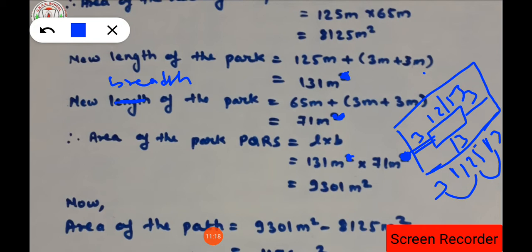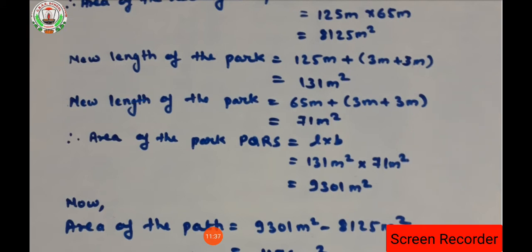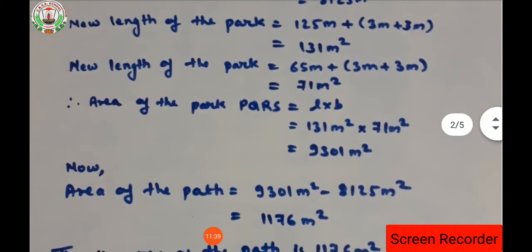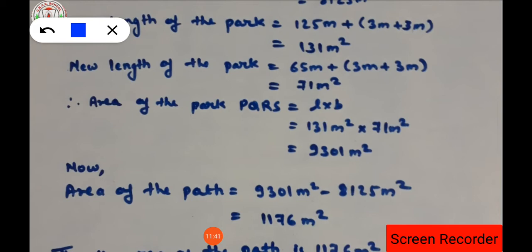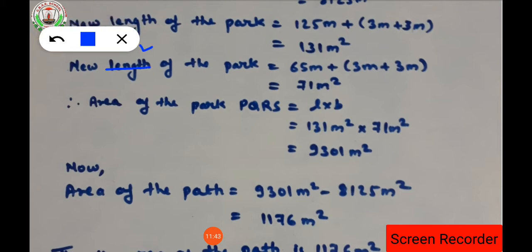Okay, now we have got the new length and the breadth of the park including the road. So it will be how much? The area of the park including the road will be L into B. So 131 meter into 71 meter will be 9301 meter. Clear?